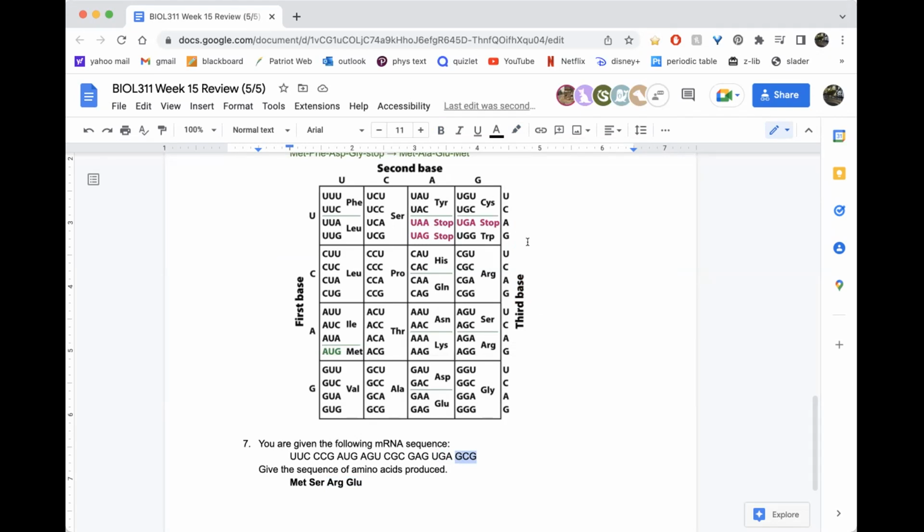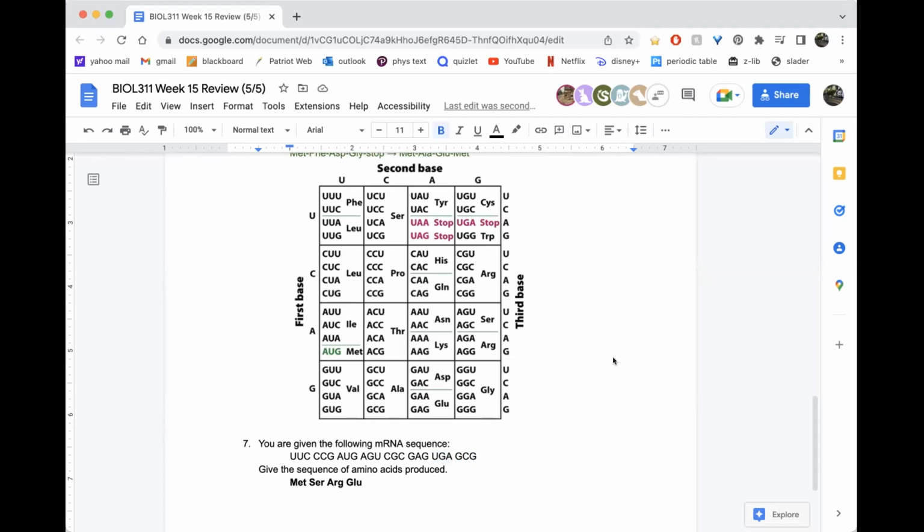So we have 3 different stop codons. So stop can be indicated by UAA, UAG, or UGA. So, oh, my bad. I misspoke. So UGA was stop, and then GCG is just extra at the end that we don't really care about. But yeah, UGA is stop.